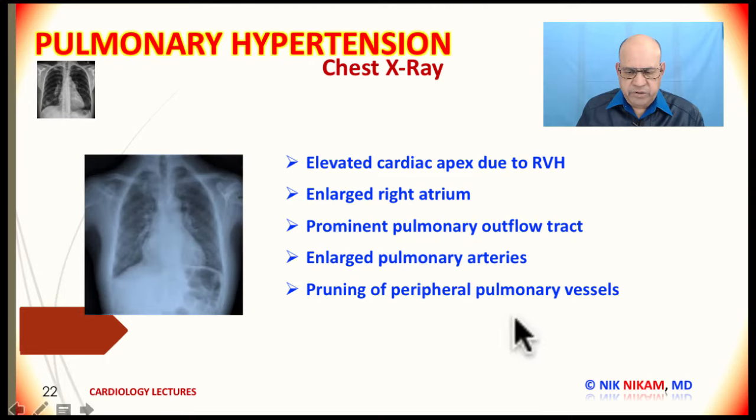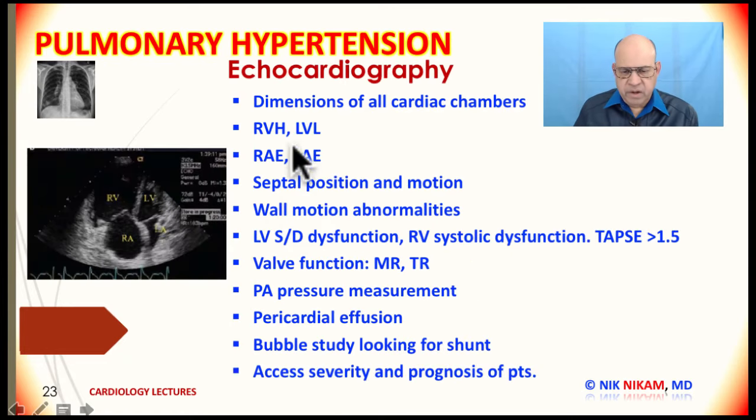Chest X-ray can show elevated cardiac apex in patients with significant right ventricular hypertrophy. There may be enlargement of the right atrium, prominent pulmonary arteries, and dilated pulmonary segments. Then there is pruning of the peripheral pulmonary vessels, that is, pruning of the peripheral arterial markings.